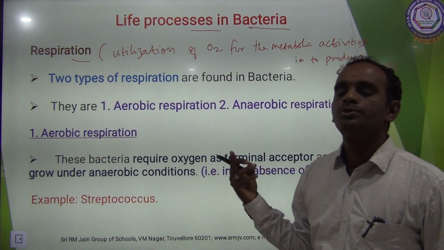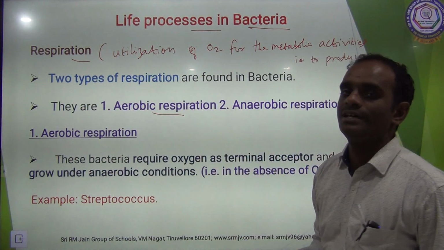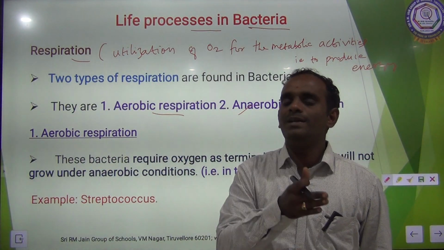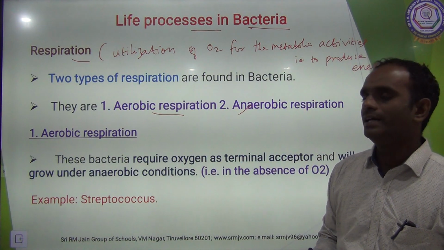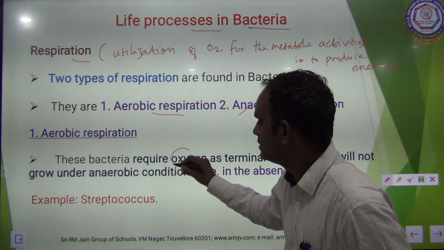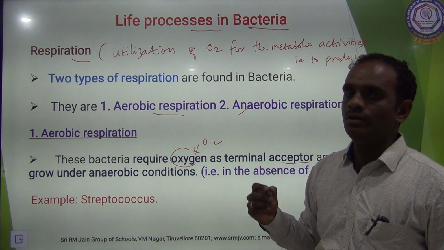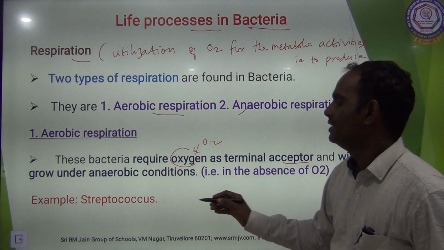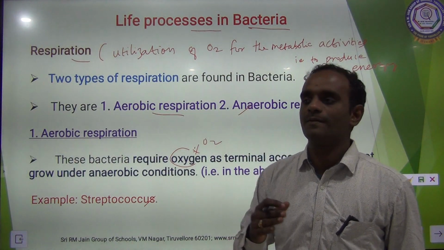Here in bacteria, two different types of respiration are seen. One is aerobic respiration and another one is anaerobic respiration. What is aerobic respiration? The respiration that takes place in the presence of oxygen is called aerobic respiration. See here, some bacteria require only oxygen as a terminal acceptor and will not undergo anaerobic conditions. Example, Streptococcus.